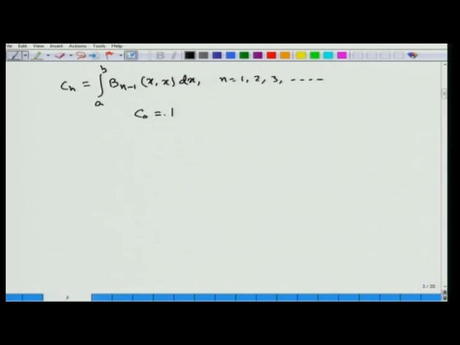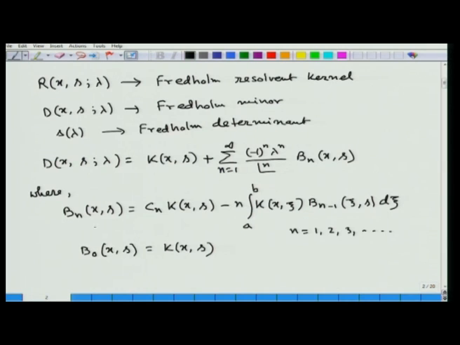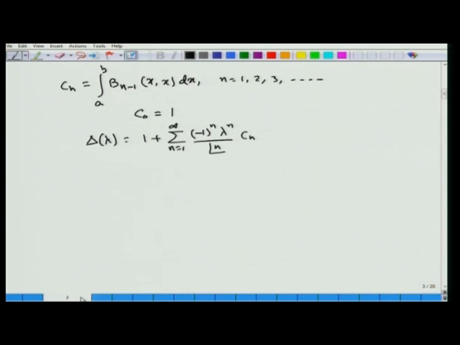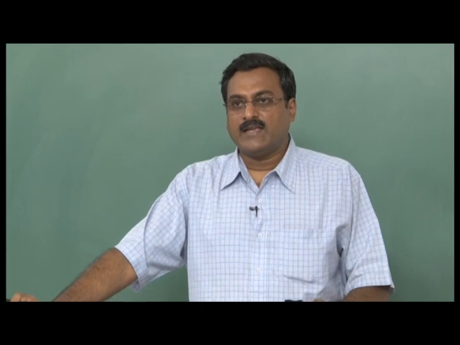So, with these definitions for C_0 and C_n, now we can define Delta(lambda), which is equal to 1 plus sigma n running from 1 to infinity, (minus 1) to the power n, lambda to the power n by factorial n times C_n. So, this is the definition for Delta(lambda). We have already defined D(x, s; lambda). So, if we are able to evaluate each B_n(x, s) and these C_n, then we can find the Fredholm resolvent kernel R(x, s).